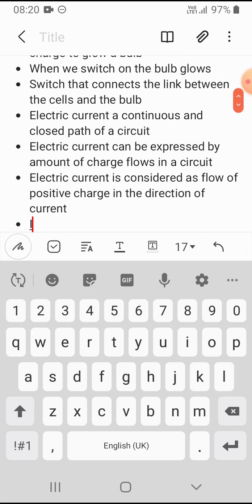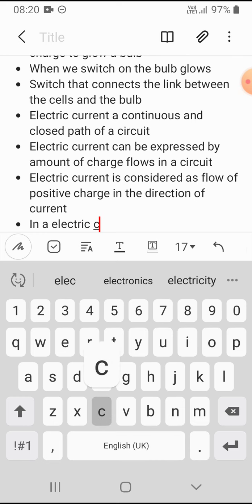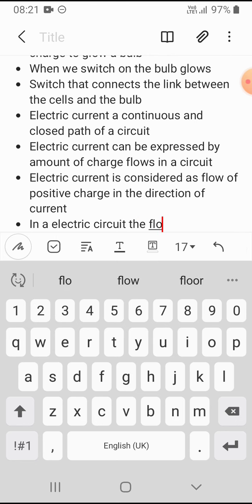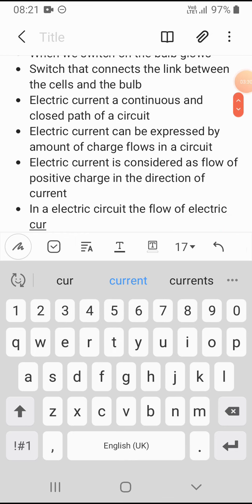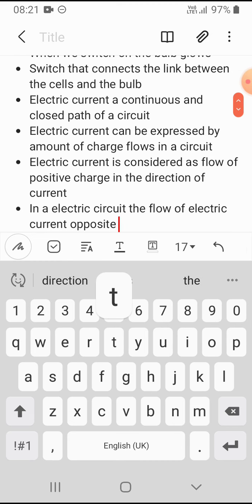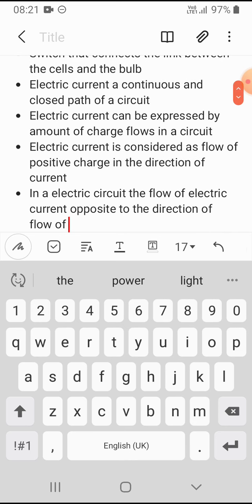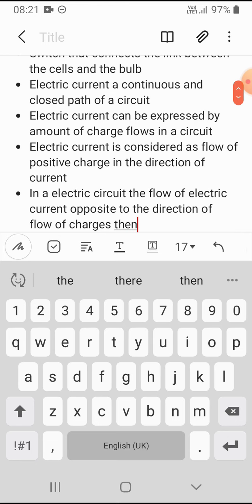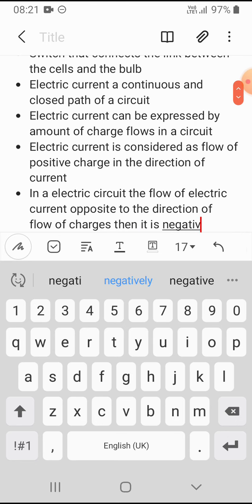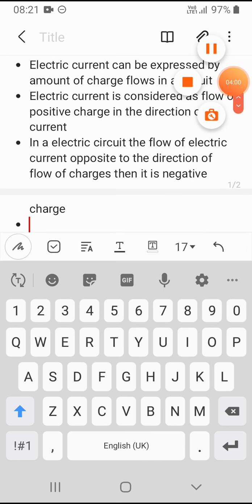So in an electric circuit, the flow of electric current is opposite to the direction of flow of charges. When the charges flow opposite, it is negative charge. Otherwise it is positive charge.